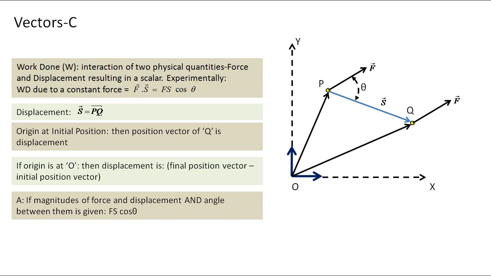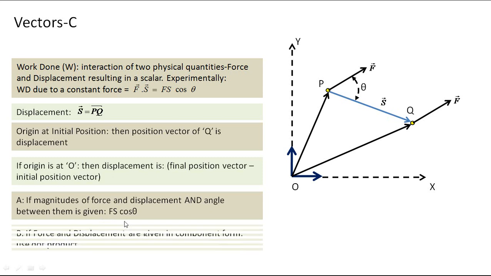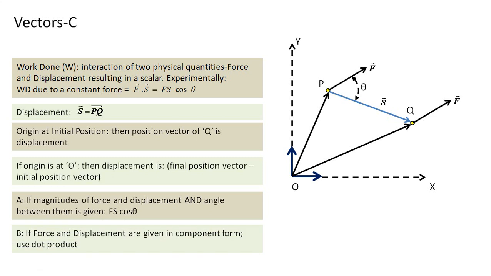So how do you find work done? As we have seen, I can use either this form or that form. Let's call the first form method A. If the magnitudes of force and displacement are given, as well as the angle between them, then I'll use Fs cos theta. But if force and displacement are given in component form, I'll use the dot product, which is x component into x component plus y component into y component plus z component into z component. Depending on what is given, we'll use it accordingly.